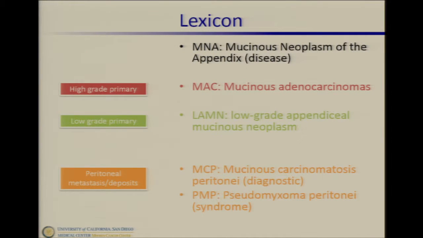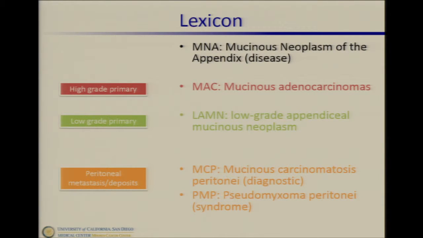So here is a very, very simplistic one-slide summary of the previous talk, with a lot of omissions, but at least that was sufficient for me to understand. So we're all talking about mucinous neoplasm of the appendix, which is this disease. It's a subtype of appendix cancer, if you remember. There is the primary, which is really the appendix lesion itself. It can be a high-grade mucinous adenocarcinoma, or it could be this LAMN that Dr. Valasek mentioned, a low-grade primary, really.